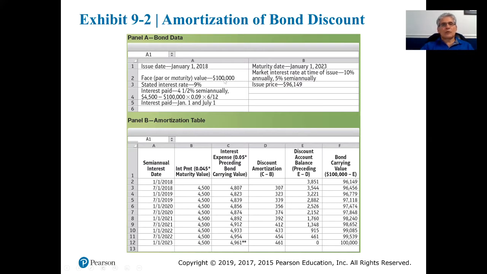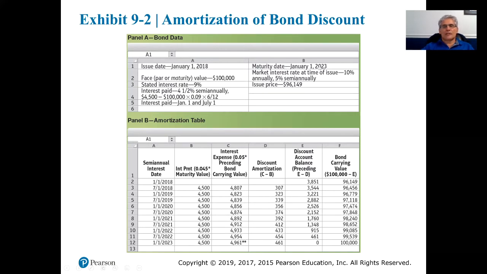Face value is 100,000. The stated rate is 9%. With the par value and the stated rate, we can compute what the payment's supposed to be, 100,000 times 9%, which normally would be $9,000, but because we pay payments semi-annually, we're going to multiply that by 6/12, and that means that our interest payment will be $4,500. The payment dates are January 1st and July 1st.